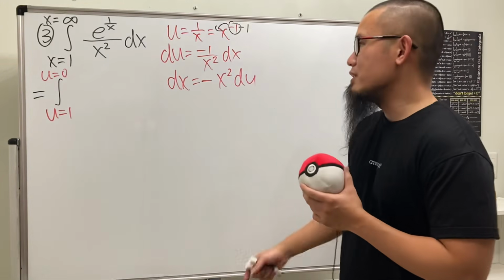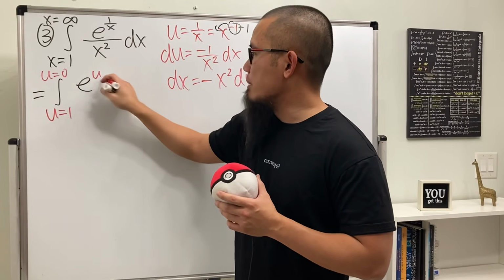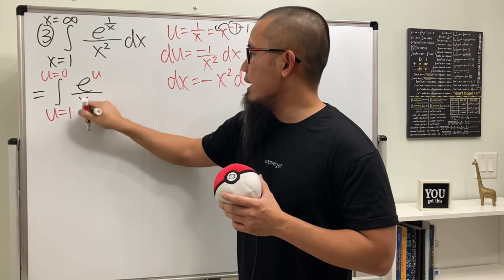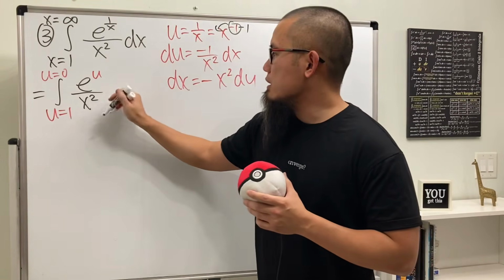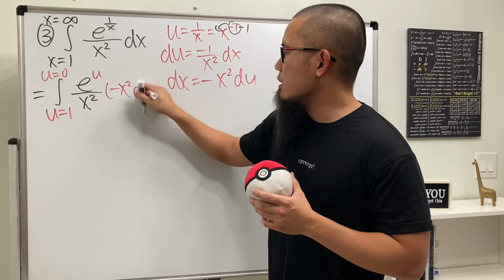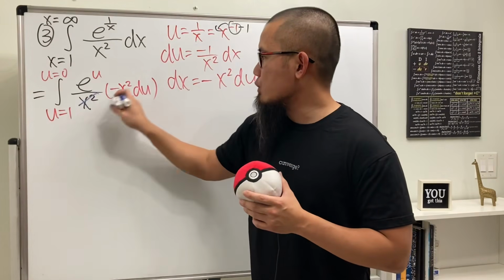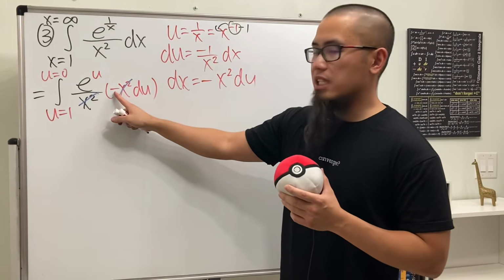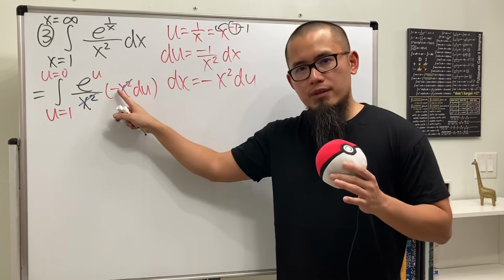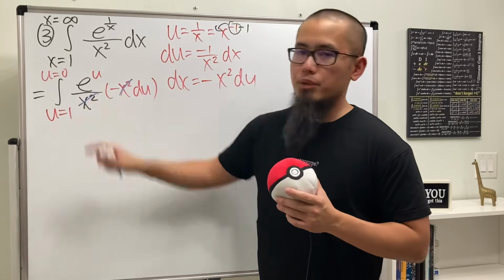Right? Okay, we'll see. This right here is e, and then 1 over x is the same as u, and then we have over x squared, and we see that dx is just equal to that, which is negative x squared du. So now we can cancel out the x squared, which is very nice. But notice, we have this negative here. And this is kind of useful, because in fact, we can use this negative to switch these two numbers.